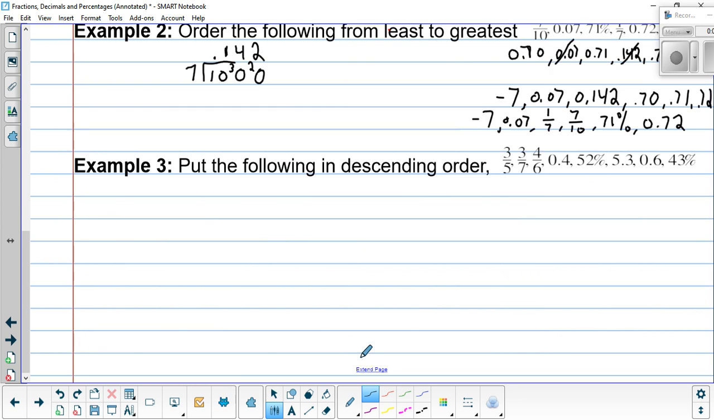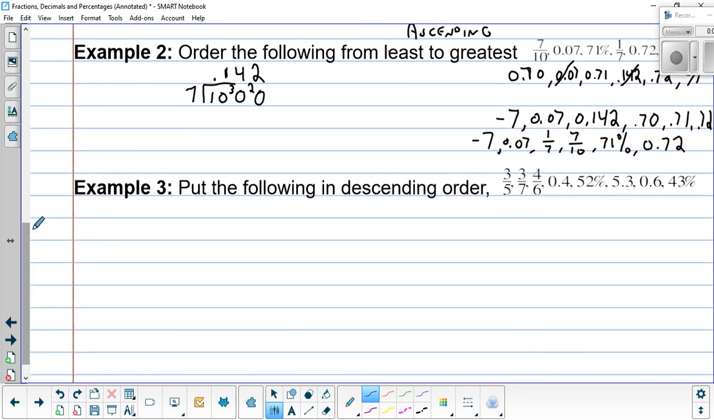So the very last question example I'm going to go through is put the following in descending order. So keep in mind descending. That means we are going to start with our big and slowly get to something smaller. Right. So first thing, as always, let's convert.